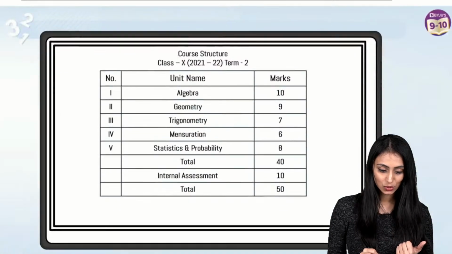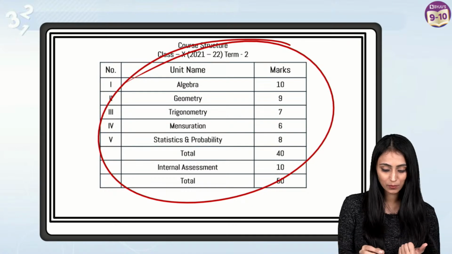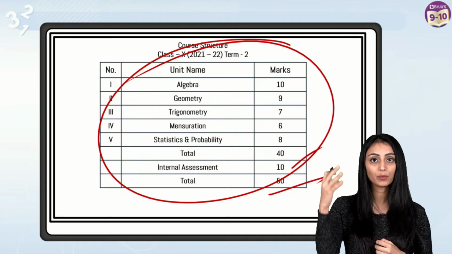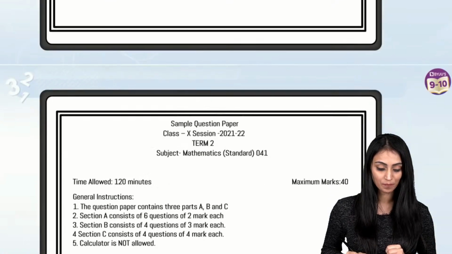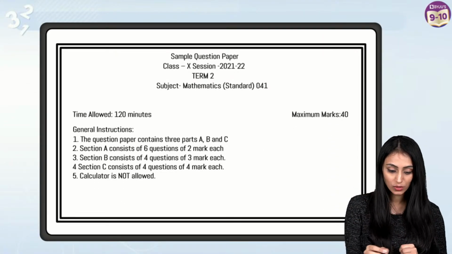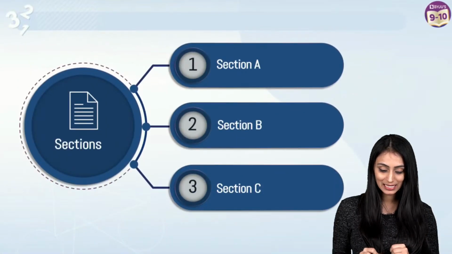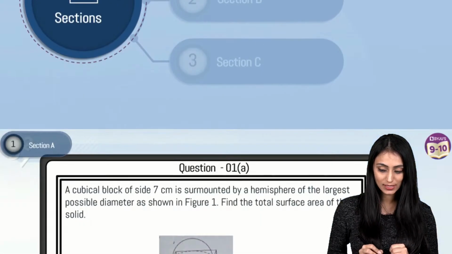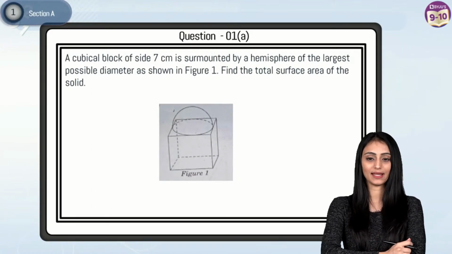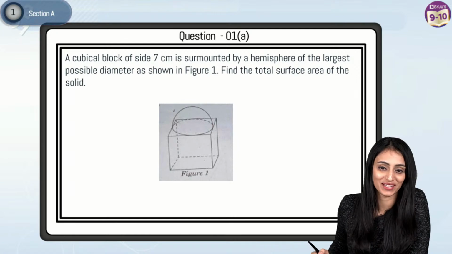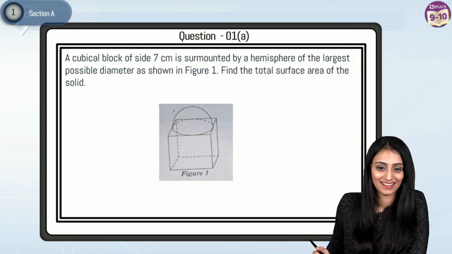So this is the course structure. We know the chapters. Total marks would be 50, in which 40 marks is for your theory paper and 10 for your internal assessments. In this paper, there were 3 sections. Let's quickly discuss these sections one by one. In section A, this is question number 1. Let's quickly see how many marks you're going to score.